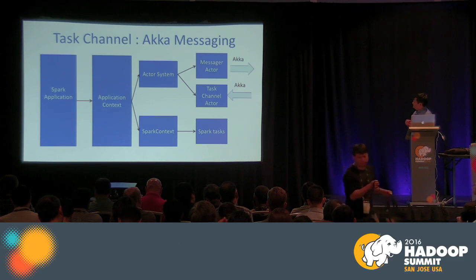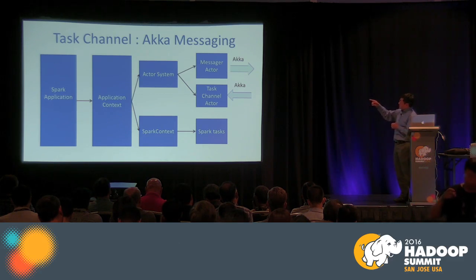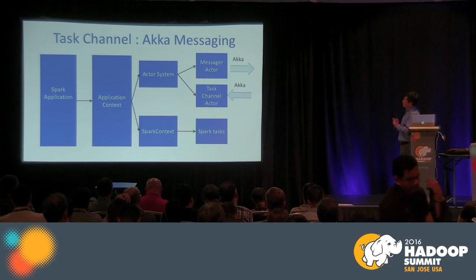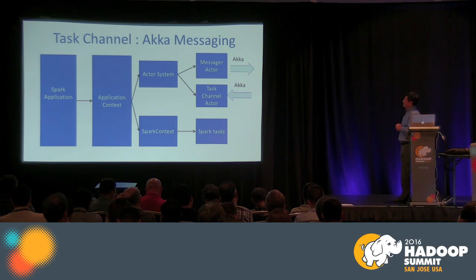So here, when Spark starts the actor system, it creates two actors. One is a messaging actor, which is essentially our wrapper for the logger, and the other one is a task channel actor whose main responsibility is receiving Akka messages.